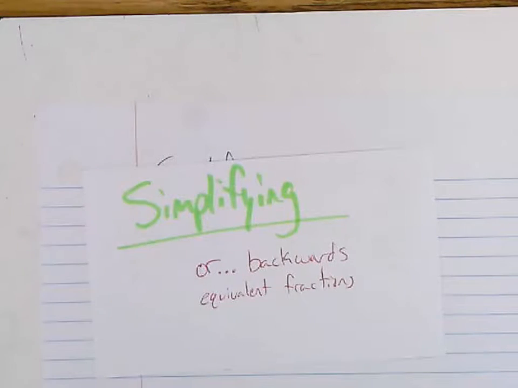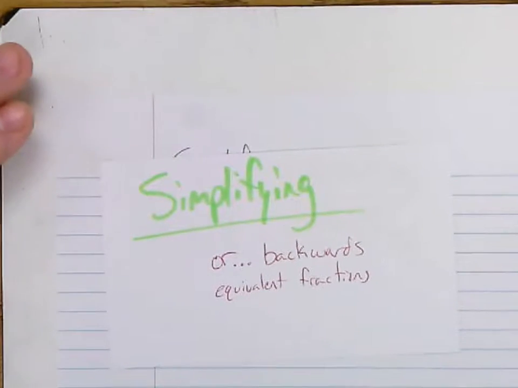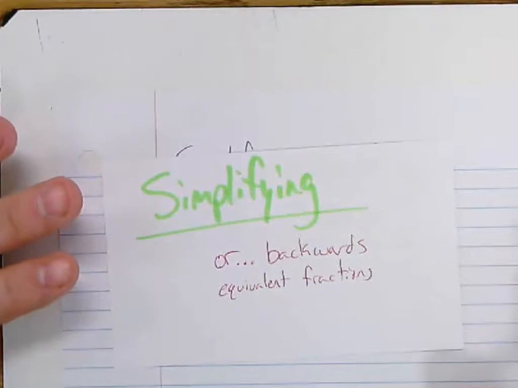Alright, next video, this one's called simplifying. I like to think about simplifying as backwards equivalent fractions. Equivalent fractions, you use multiplication to create equivalent fractions. Simplifying is just a fancy word for using division to find equivalent fractions. It's a little bit different.